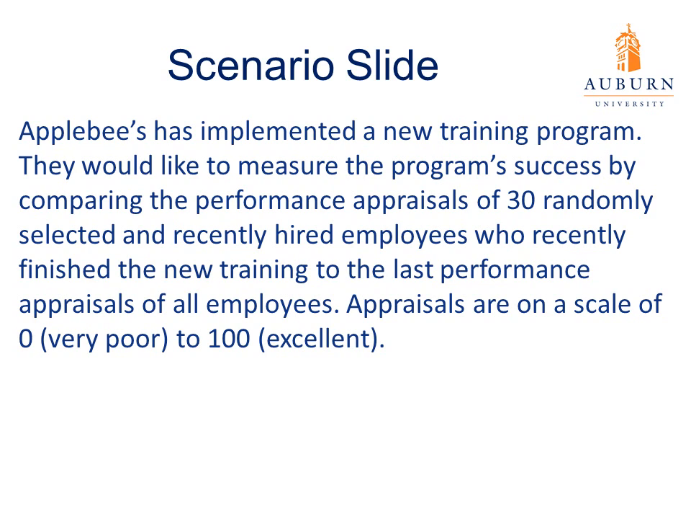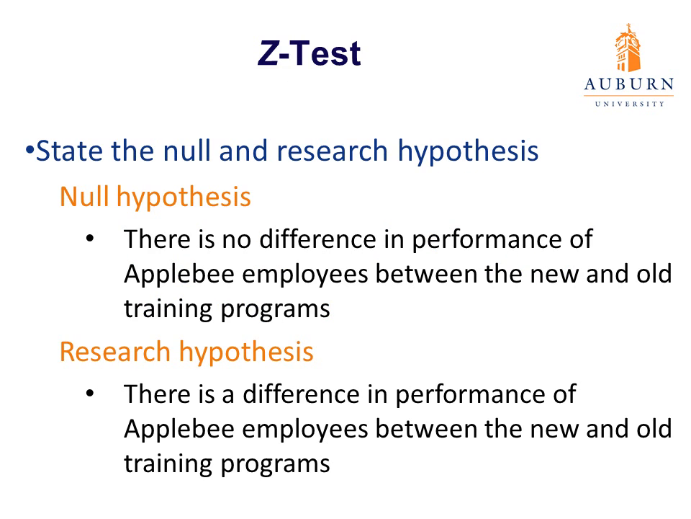We'll say that there is a difference or no difference, and the who or what in this case will be Applebee's employees. The measurement itself will be performance, in other words, the performance appraisals on a scale from 0 to 100. And finally, our groups are employees with the new training versus employees with the old training. So we can go ahead and write those out. We have a null hypothesis that says there is no difference in performance of Applebee's employees between the new and the old training programs.